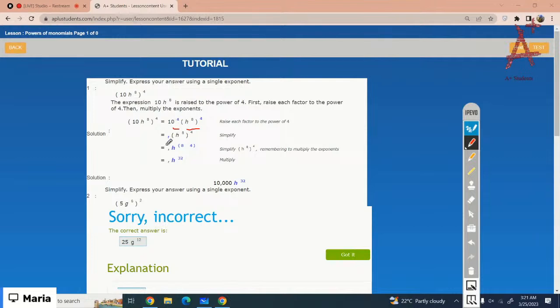So it would be 10 exponent 4, which means you have to do 10 times 10 times 10 times 10, and that means 10,000. So it will be 10,000 h to the 32. Got it?